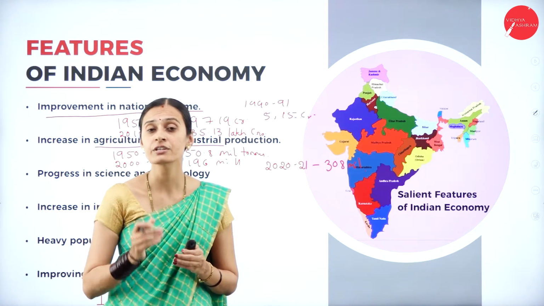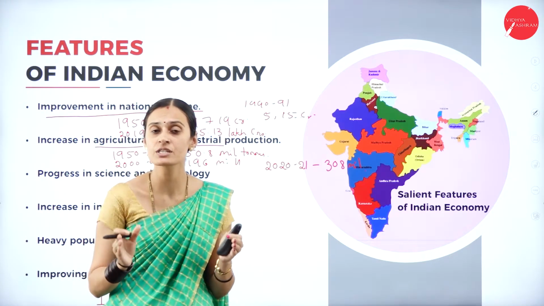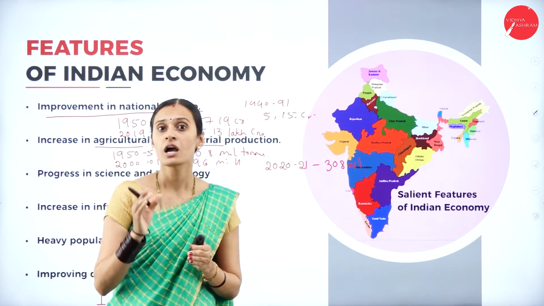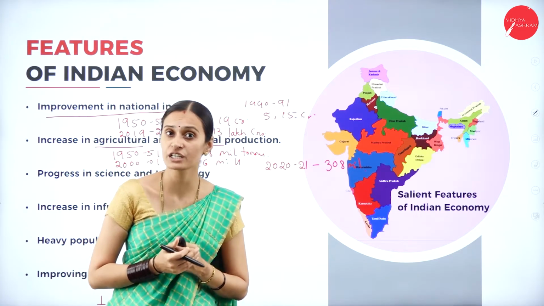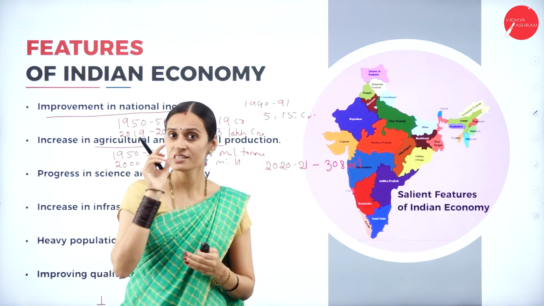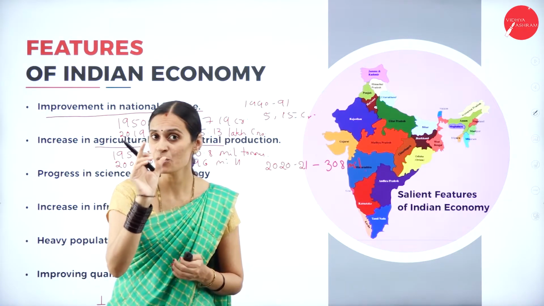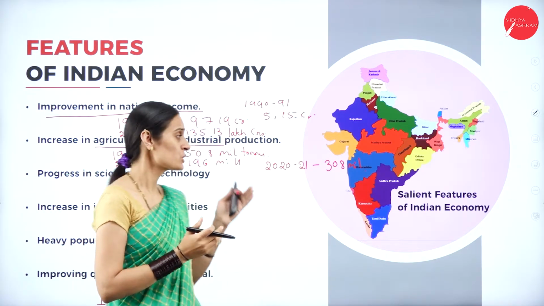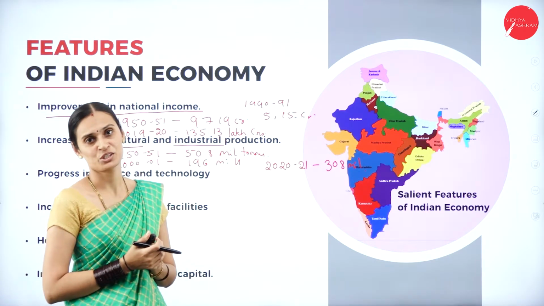And after the adoption of liberalization, many industries got liberalized, and it helped to establish new industries and attract foreign direct investment. That is why now we are improving. So this is one of the important features of the Indian economy: improving industrial and agricultural production.